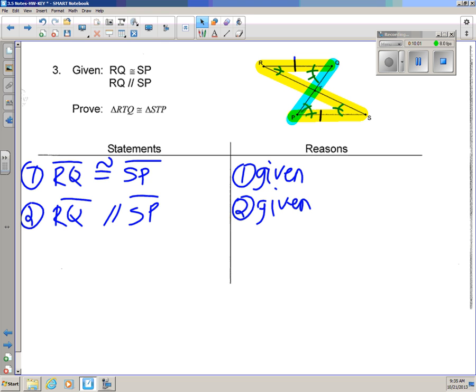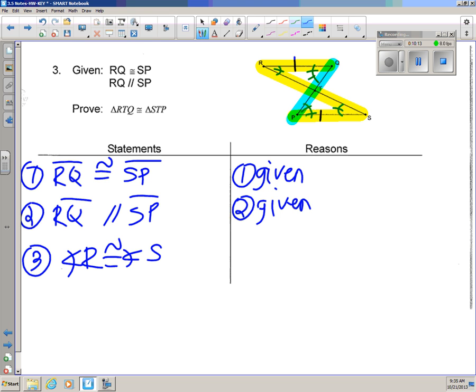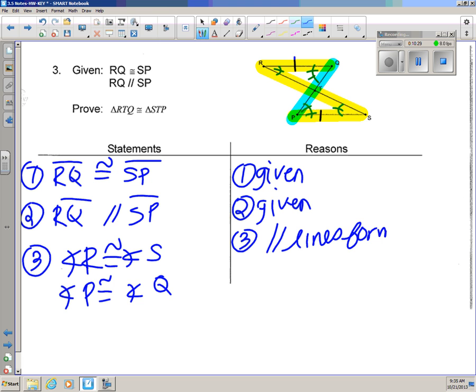We did it in class. We used the vertical angles for some of the classes. For some we didn't. But what I'm going to say next is I'm going to put two things on one line because it's all the same stuff. So angle R is in fact congruent to angle S, as well as angle P, it's supposed to be an R, is congruent to angle Q. And these are all from the same reason. Parallel lines form congruent alternate interior angles.